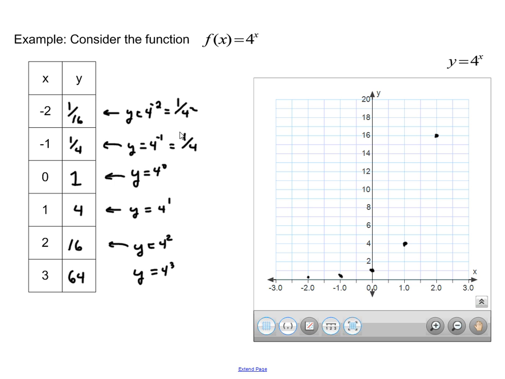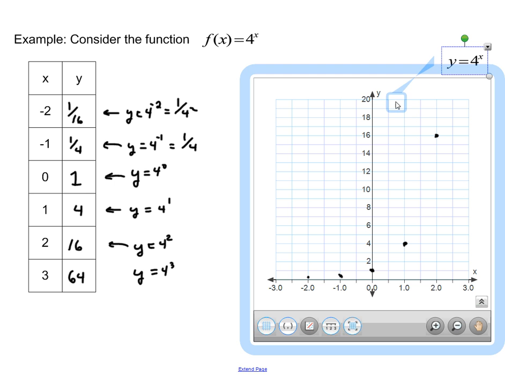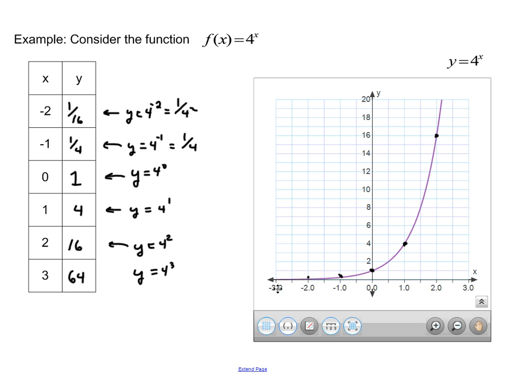So if I were to plot this function, what would happen? Well, I would get a shape that looks roughly like this. And we note that as x gets larger and larger, y gets larger and larger. On the other hand, as x gets smaller and smaller, y gets really, really close to 0, but never quite gets to 0. And this is a characteristic of all exponential functions. And some of these properties are things that we can use.